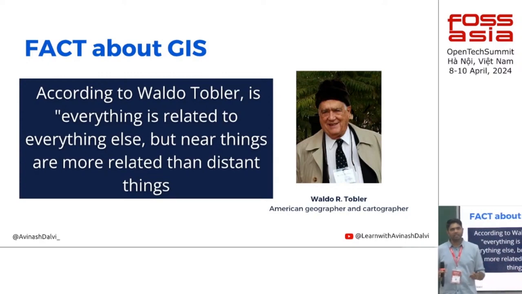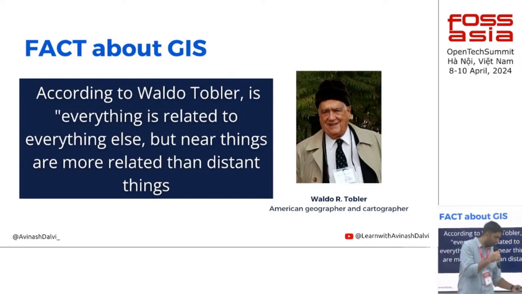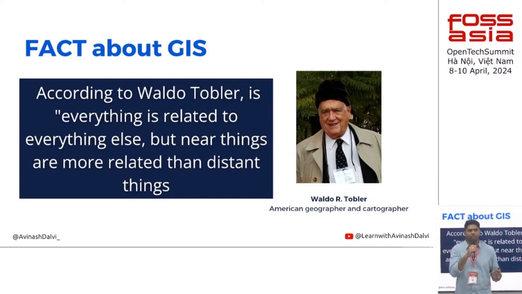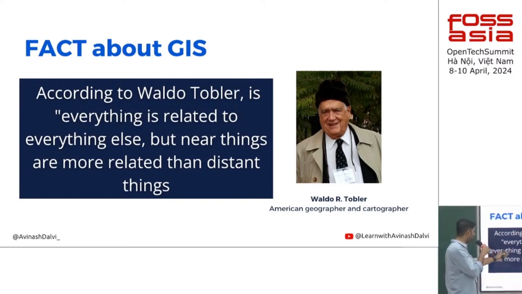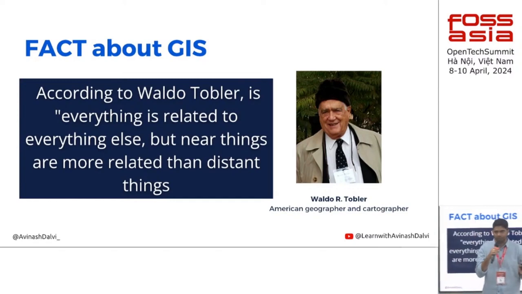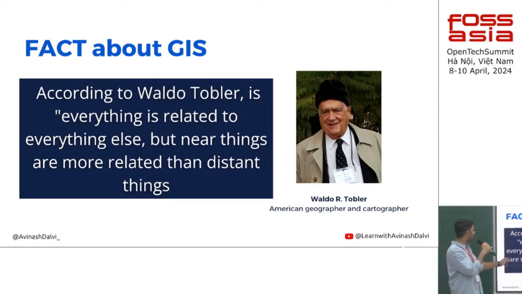In GIS, we don't require any kind of primary key to identify a particular piece of land or a particular tile. What is the primary key for that? The geo coordinate itself becomes the primary key for that particular object. That's why he's saying everything is related to everything else, but near things are more related than distant things. That's the general statement given by him about GIS.